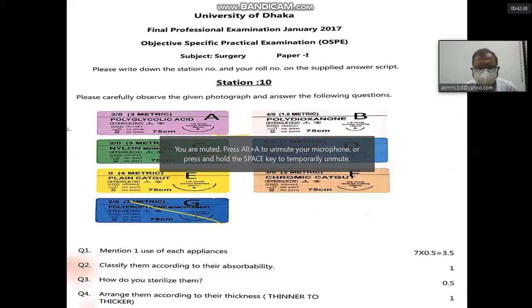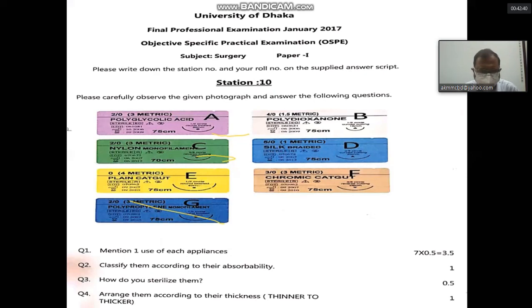Here are some appliances. What are these? Question 1. First, identify the given appliances. Suture materials. Okay.